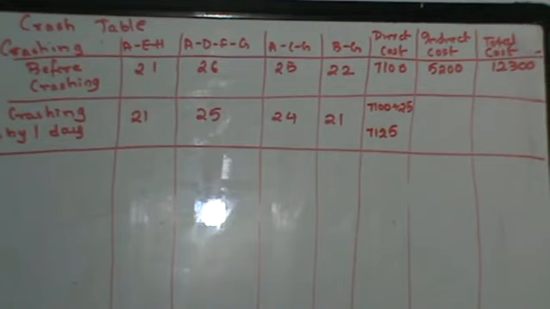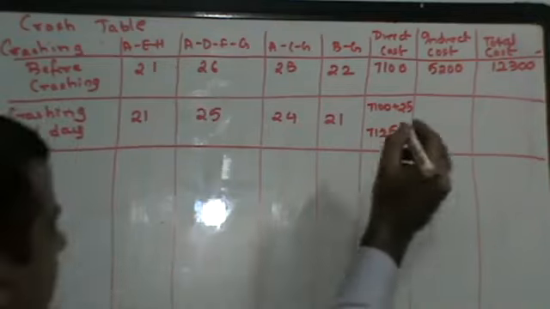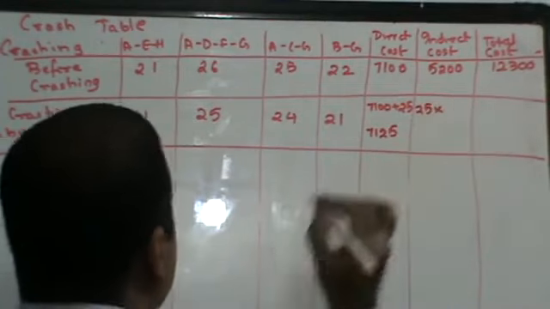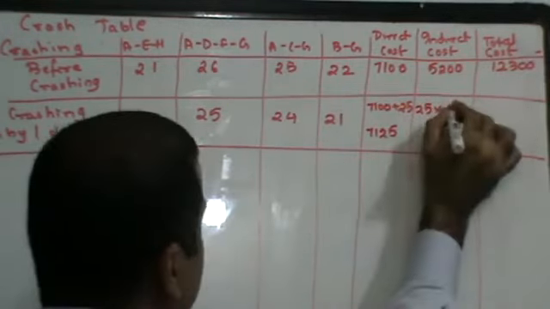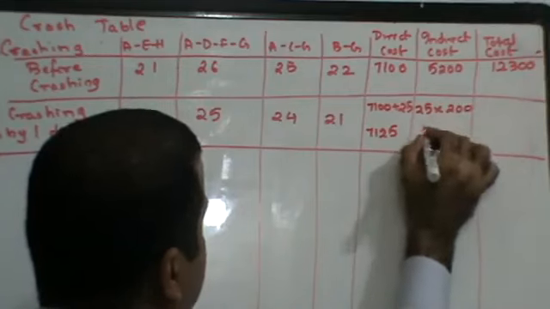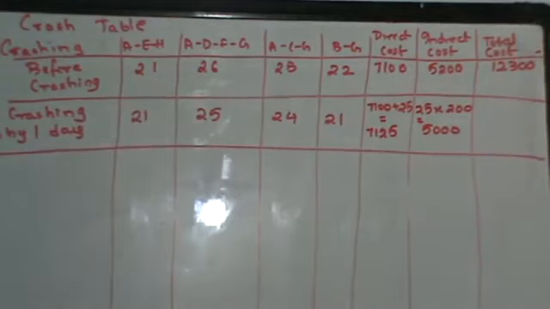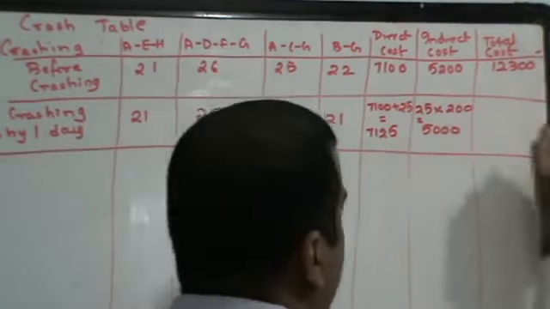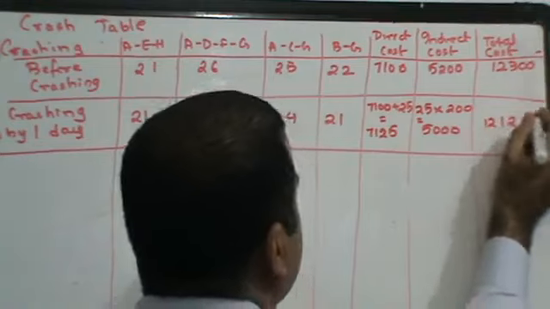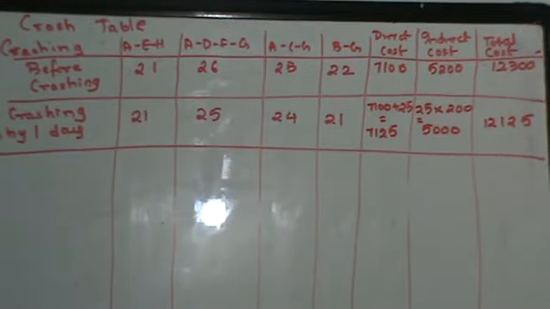Now, indirect cost. Now, this is my critical path. 25 days is my project completion time and indirect cost is 200 rupees per day. So in that case, this will be 5,000. So when you add, this will come to 12,125. So you have to use the cost slope and all of that. So now I have reduced the project completion time by 1 day and my total cost has also reduced, right?